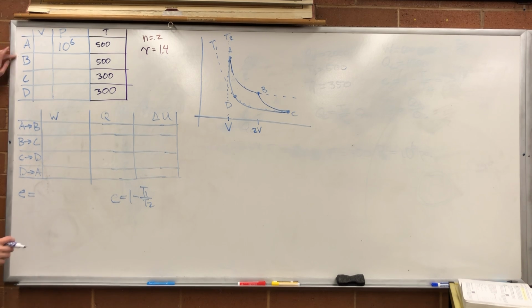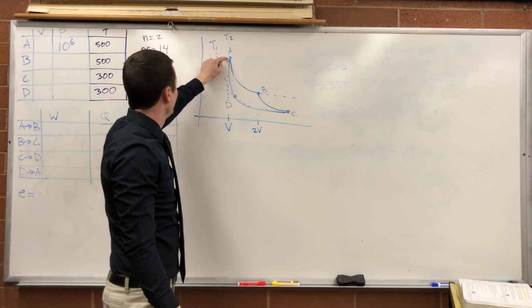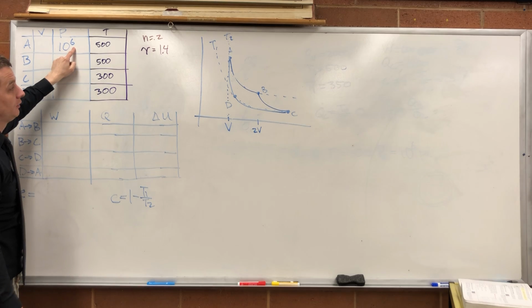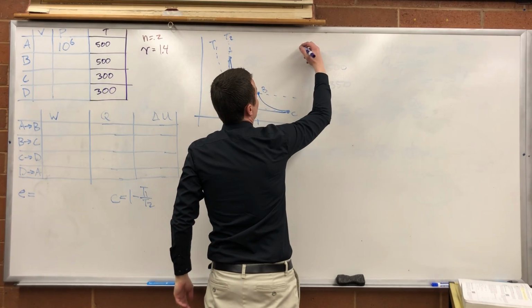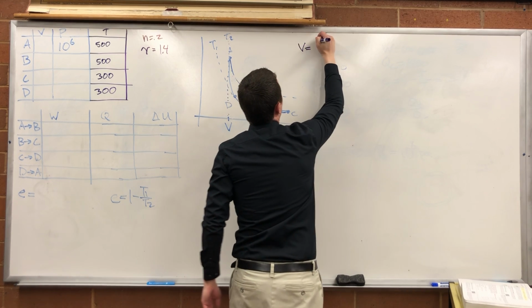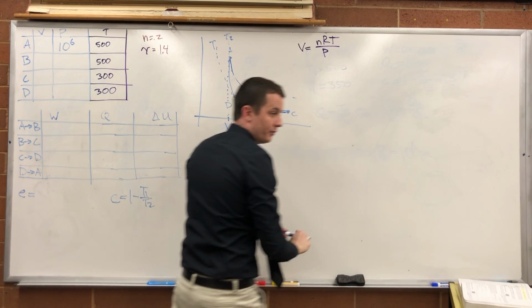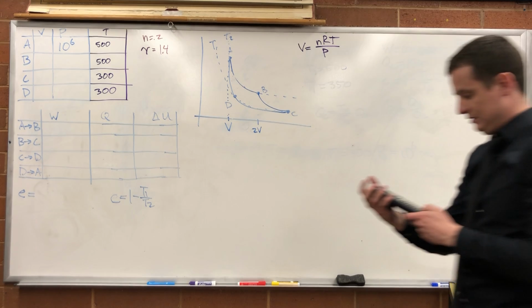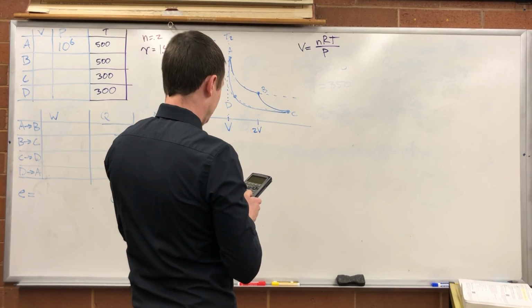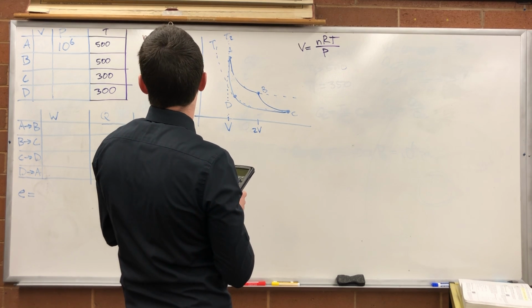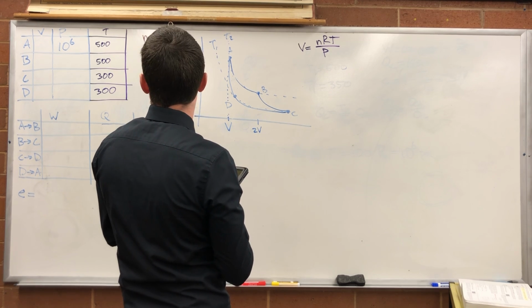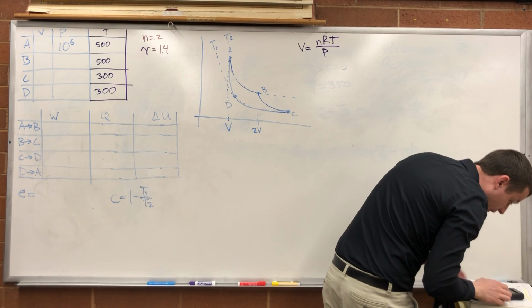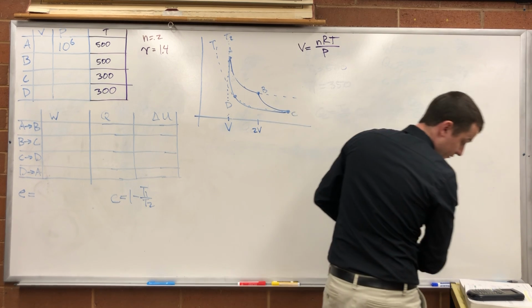So, we need to find the pressure and volume at each of these points, starting at A. Starting at A, we know the temperature at A is 500, and we know the pressure at A is 10 to the 6, so I can find the volume at A. How am I going to do that? V is equal to nRT over P, right? Yeah. Well, my calculator... I can't believe you guys have never gotten a proper calculator in this whole course. Point 000831.